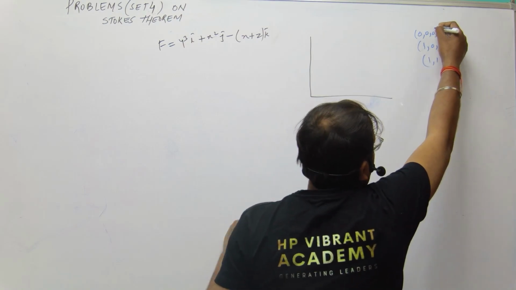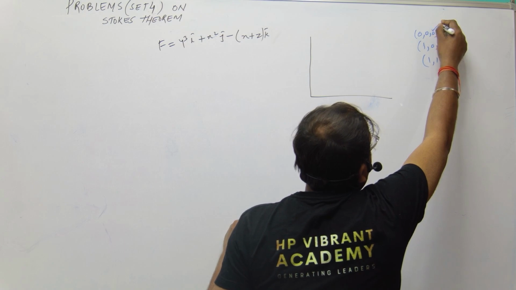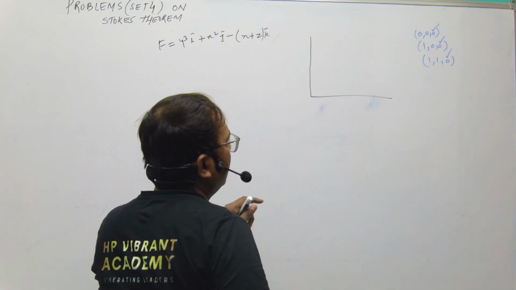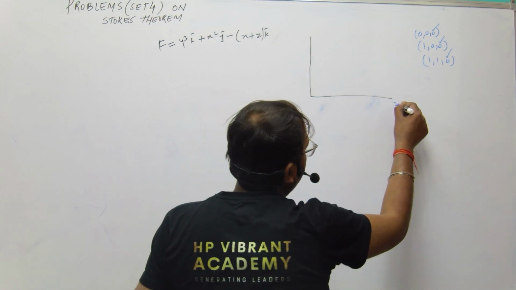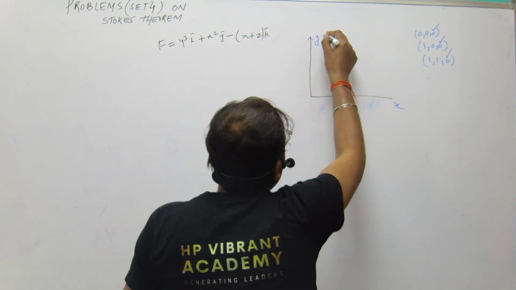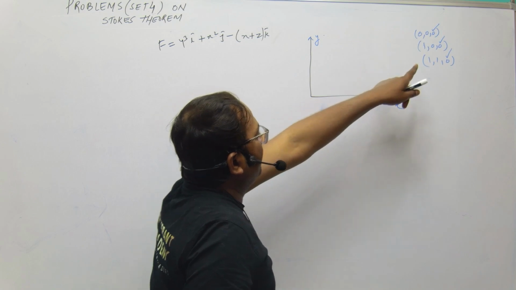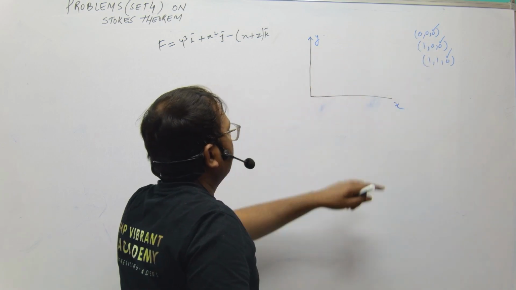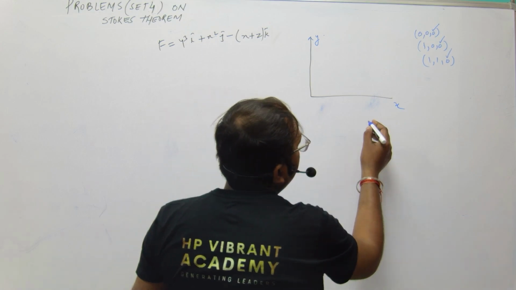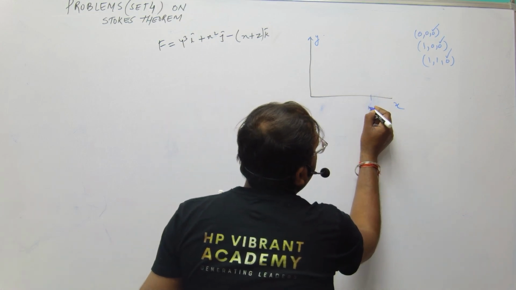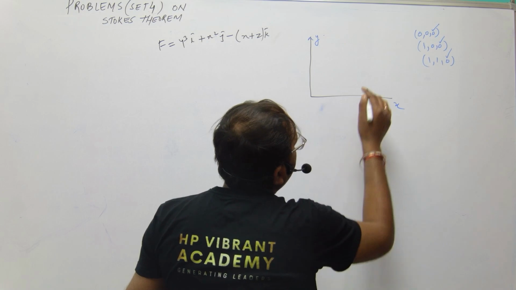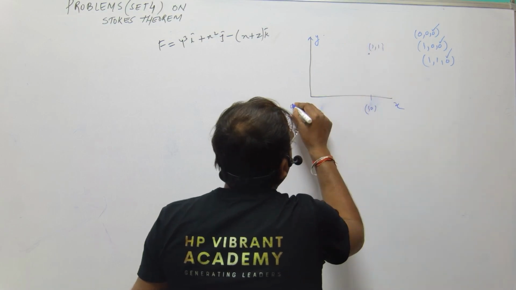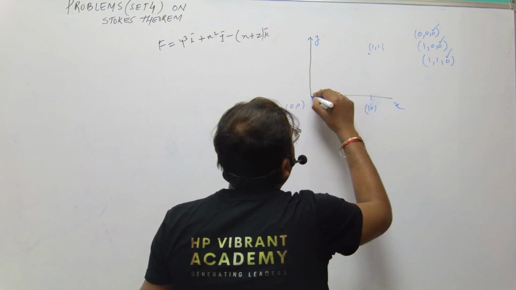So in all the three vertices, z is 0. This means this triangle is lying in the xy plane. So let us take xy plane. This is x and this is y. So we are not writing the z coordinate, we are taking it as 0, so we are ignoring this. So we have the coordinates: this is 1, 0, and this is 1, 1, and this is 0, 0. So this is our triangle.